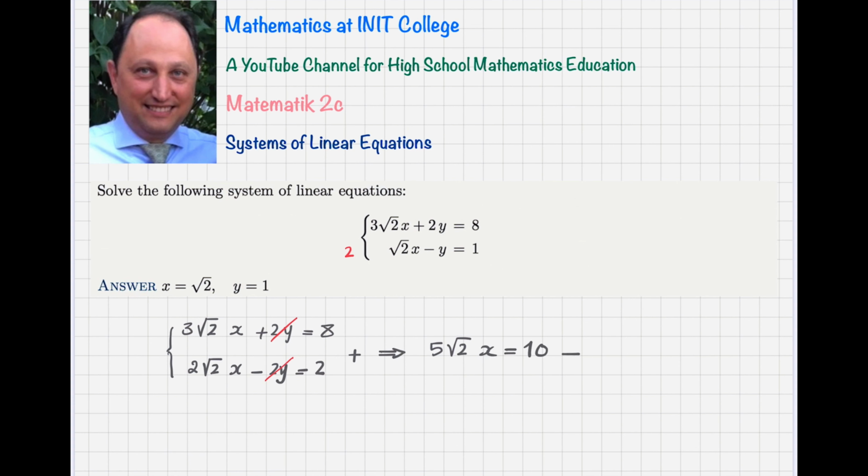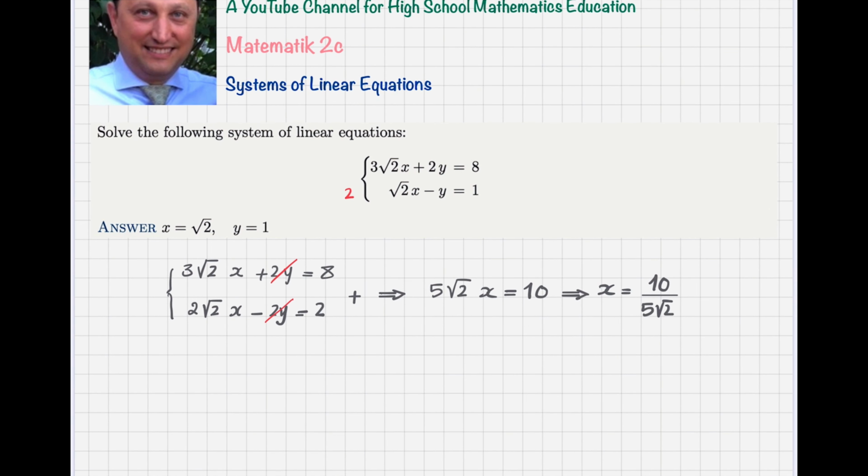But I want to make x alone, so I have to write x is equal to 10 divided by this coefficient 5 square root of 2. But of course, usually you can simplify. When you can simplify, you have to simplify in algebra. So here, I divide 10 by 5, it becomes 2, and 5 by 5 becomes 1. So what you get is this: x is equal to 2 divided by square root of 2. Of course, that's the correct answer.